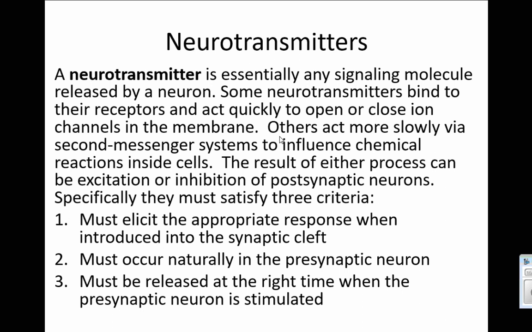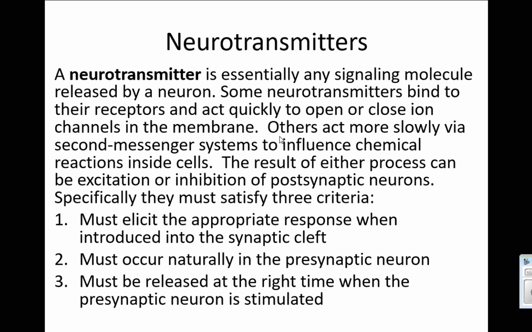But today we're just going to explain what they are and talk about a few of them. A neurotransmitter is essentially any signaling molecule released by a neuron. Some will bind to the receptors and act quickly to open or close ion channels in the membrane. Others act more slowly, working by way of a second messenger system, influencing chemical reactions inside the cell.